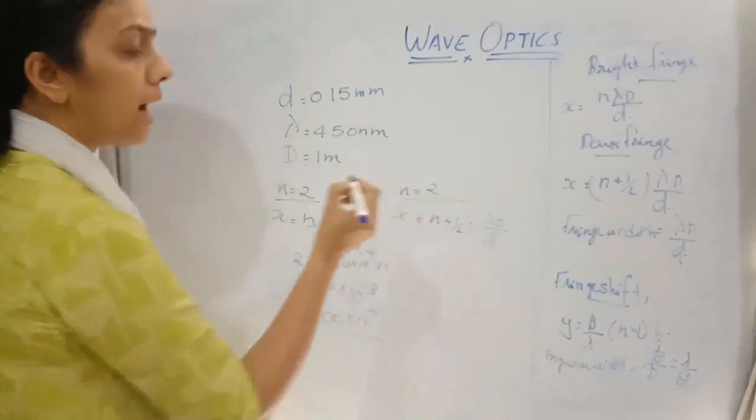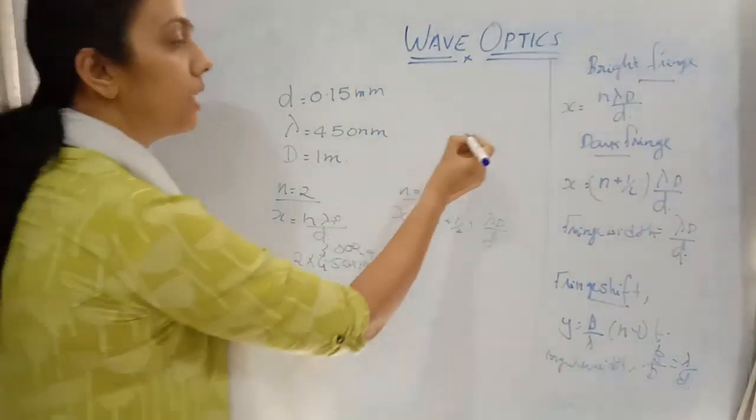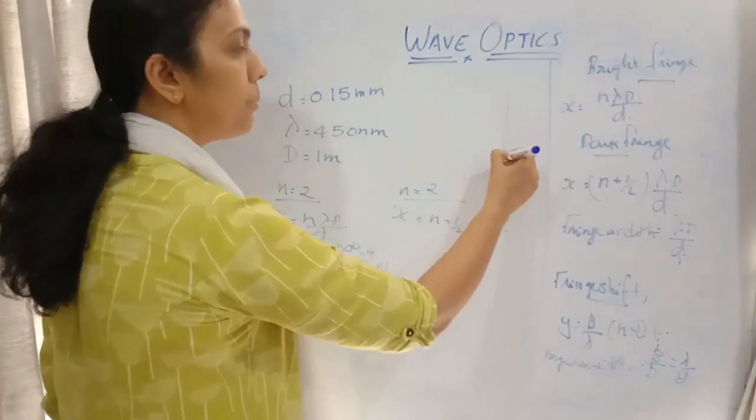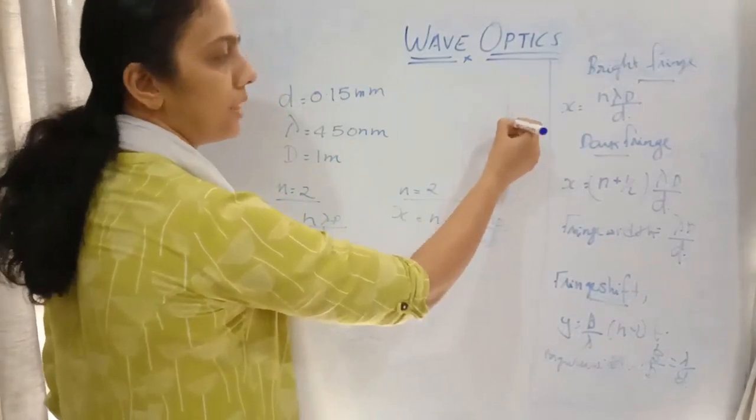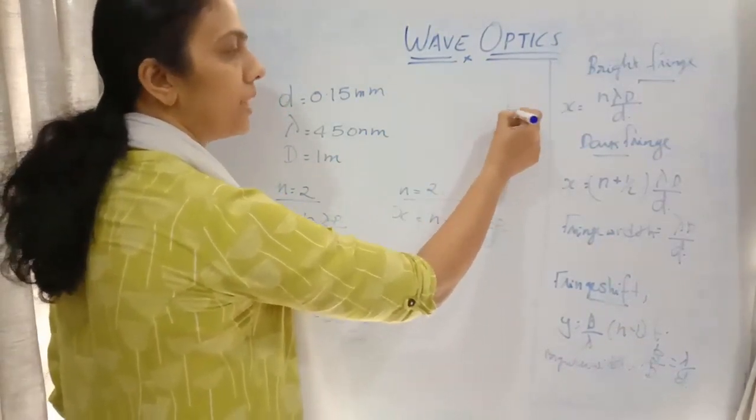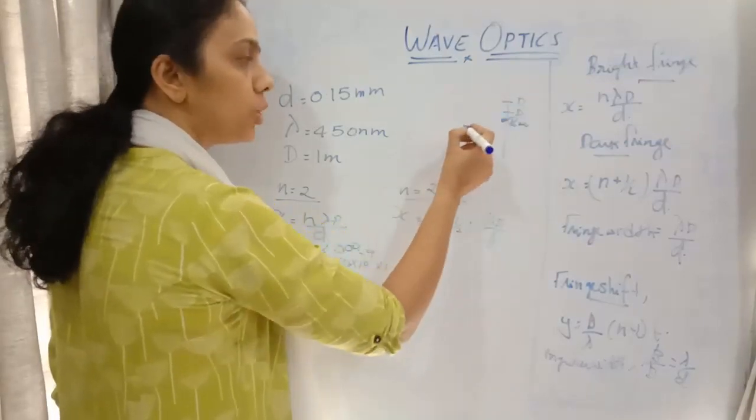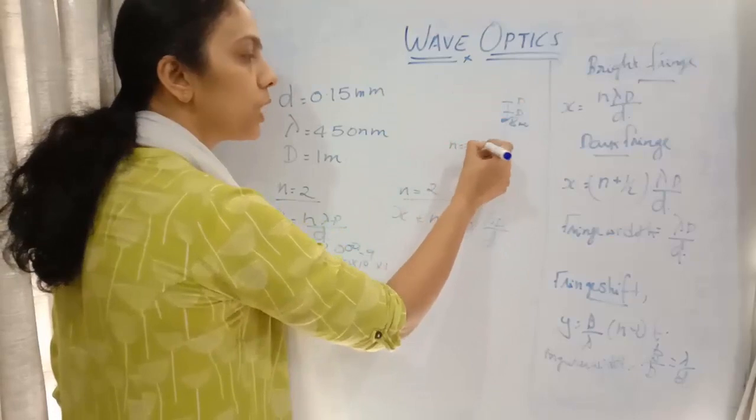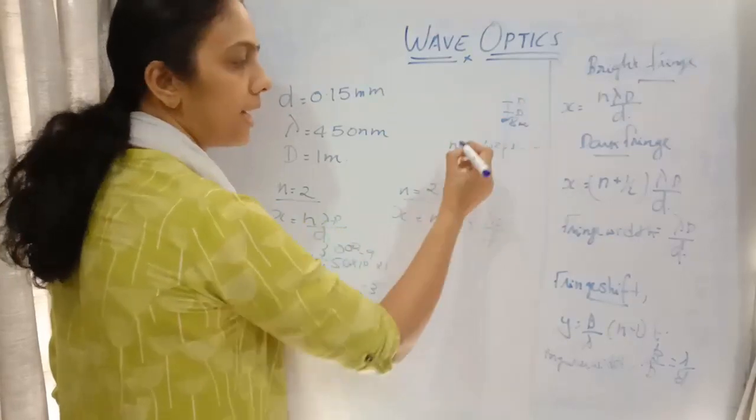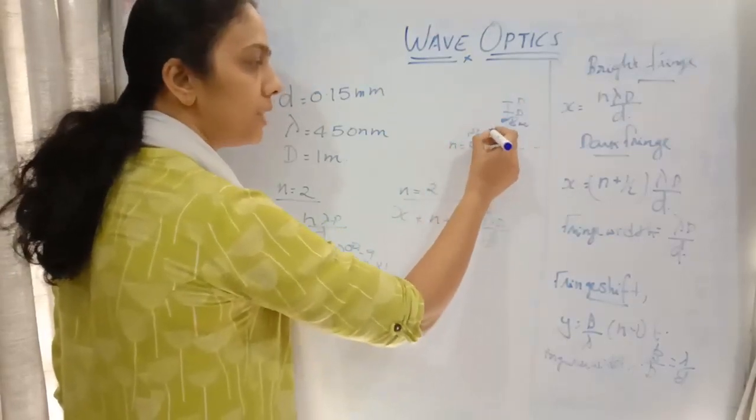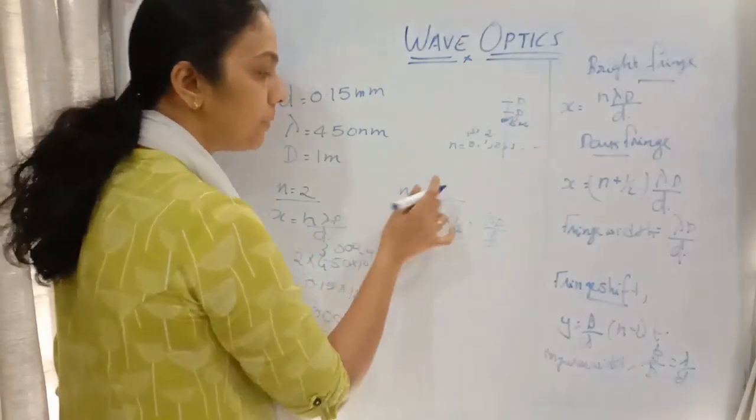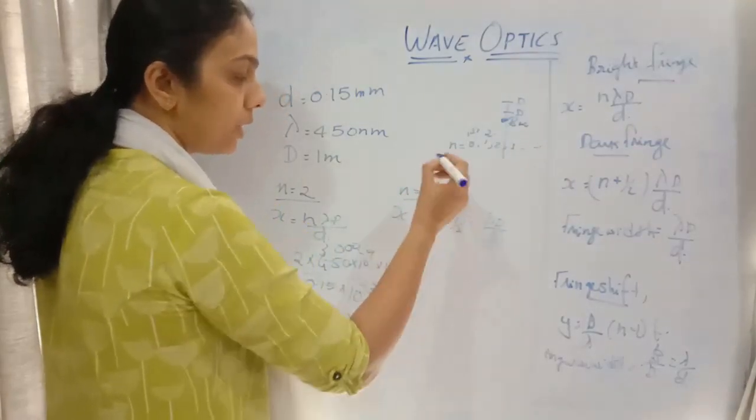So one more thing you should remember. Here, first we will be getting the bright fringe, right? Central will be a bright fringe, then dark fringe, then dark fringe. We know for the dark fringes n is equal to 0, 1, 2, 3, etc. So this is the first dark fringe, second dark fringe. So here the n value will be 1. That one you should take care.